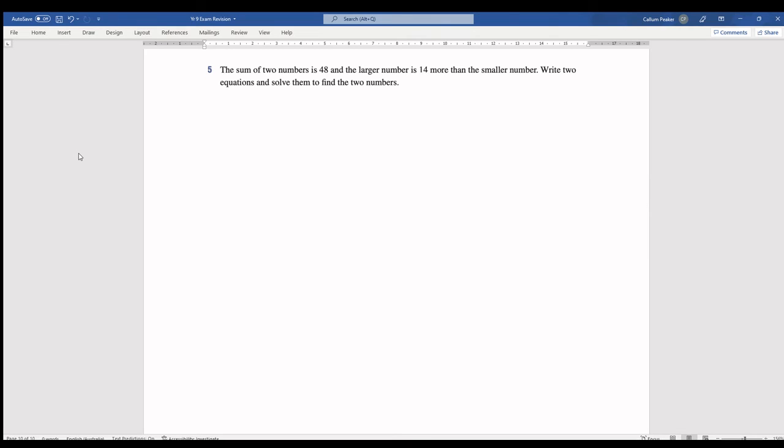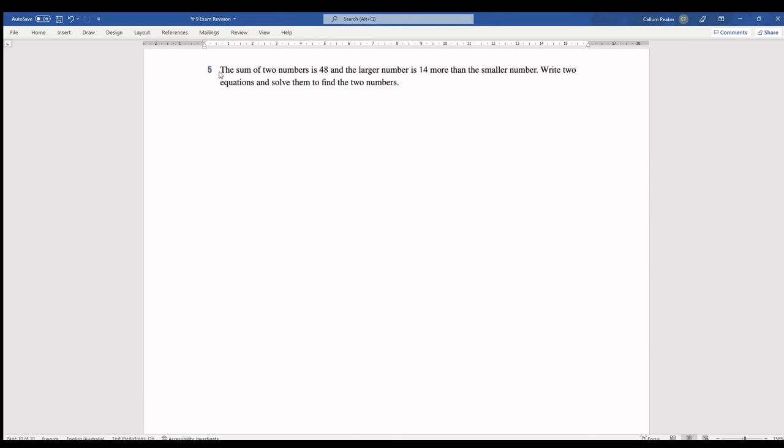Okay, so we're looking at question 5 now, and I've picked one out that has sort of a word problem feel, so we're incorporating a bit of exercise 2E into this problem. Okay, so we're being told that the sum of two numbers is 48, and the larger number is 14 more than the smaller number. And we're being asked to write two equations and then solve them to find the two numbers. Okay, let's try and unpack this problem and do it logically.